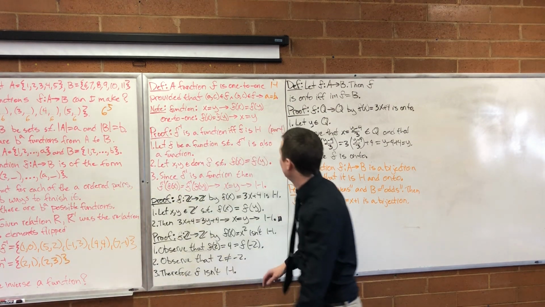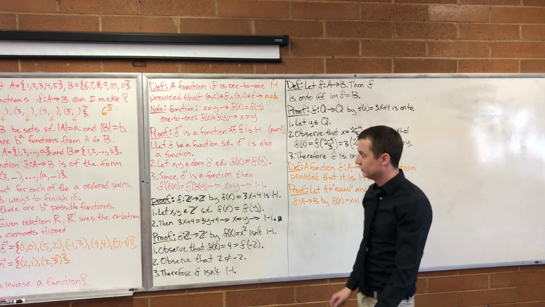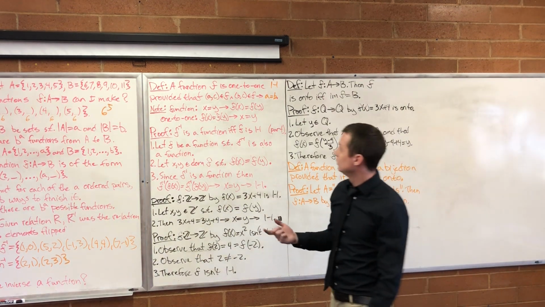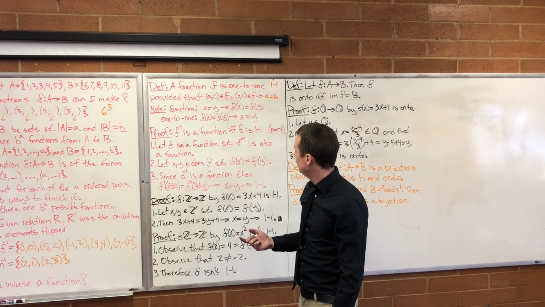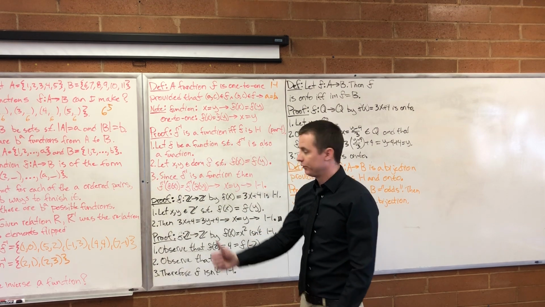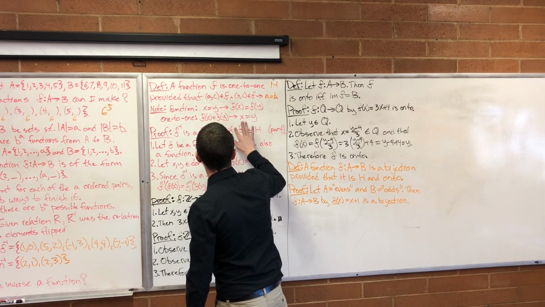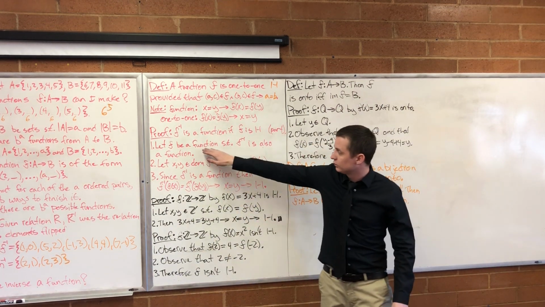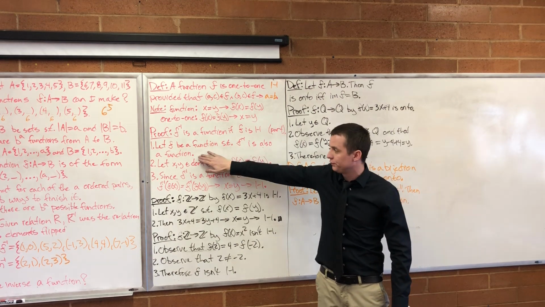So, we talked about what it means to be a function, what it means to be a one-to-one function. Now we're going to prove that if a function's inverse is also a function, then the function's one-to-one. You're going to do this as an if and only if proof. I'm only going to prove it one direction here because I wasn't paying attention. So let f be a function such that its inverse is also a function.